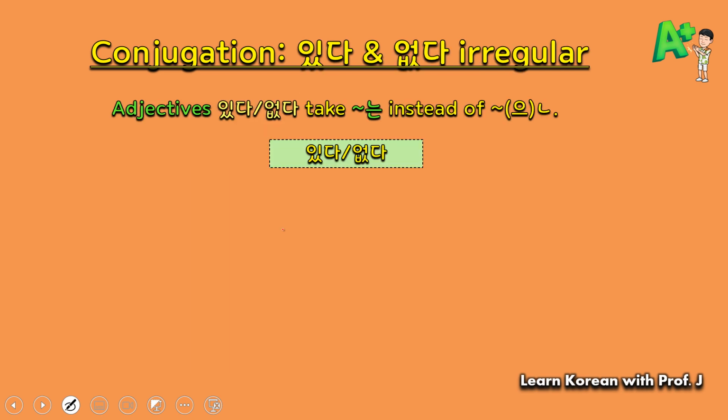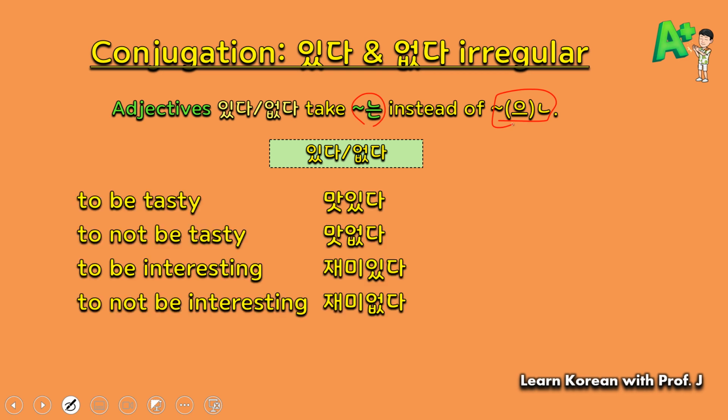I have one more irregular conjugation. 있다, 없다. They are categorized as adjectives in Korean grammar, and they take 는 instead of this 은. To be tasty, 맛있다 becomes 맛있는. 맛없다, 맛없는. 재미있다, 재미있는.